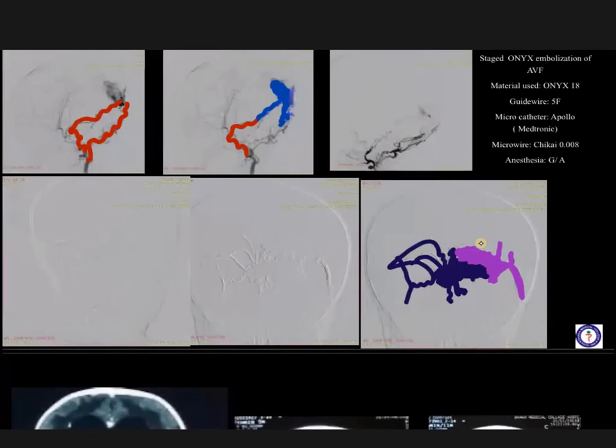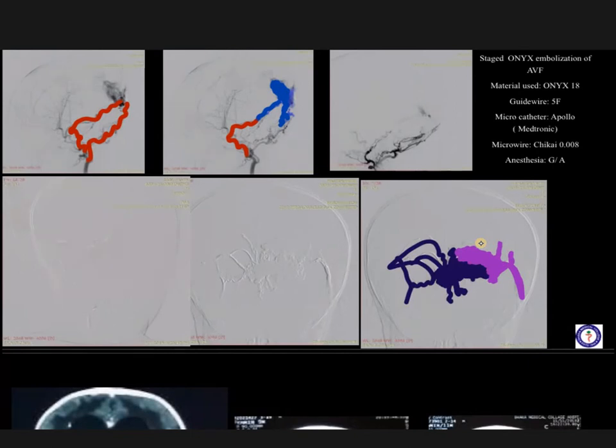We took our guide catheter to the stump of the left carotid artery and chose the middle meningeal artery first and embolized as much as possible. Then we finished our embolization through the middle meningeal artery as the reflux was significant. So we returned back and then went through the occipital artery. This is the transosseous artery, the osteodural branches.